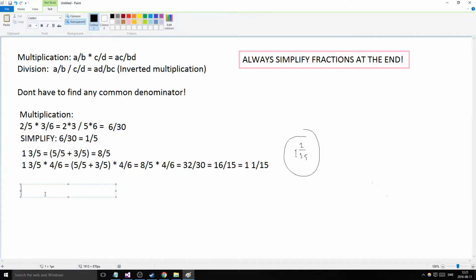Let's go into division. And it's a little different here, division. Division is the same thing, but you have to invert the thingy here. So why do you invert it? Well, the thing is, we don't want to divide. We actually want to multiply. So a division is written like this. 3/5 divided by 2/4.